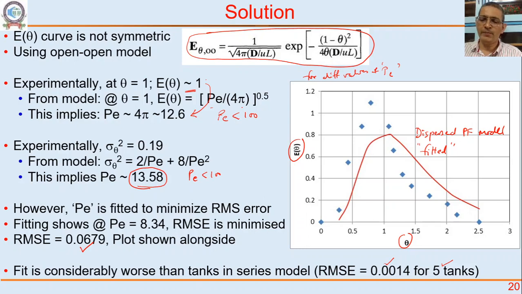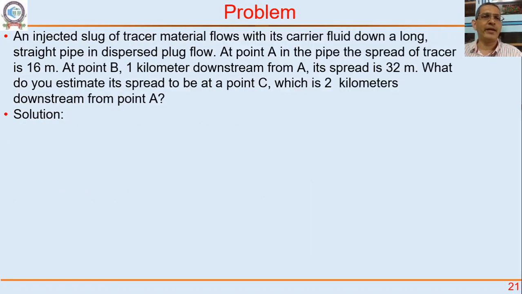Let's take one more problem. Here is one problem. A slug of tracer is injected. Slug means a pulse of tracer is injected in a long straight pipe. At point A, the spread of the tracer is 16 meters. At point B, 1 kilometer downstream of A, the spread is 32 meters. What would be your estimate of spread at point C, which is 2 kilometers downstream from point A? Okay, do this problem for yourself. Pause and solve.